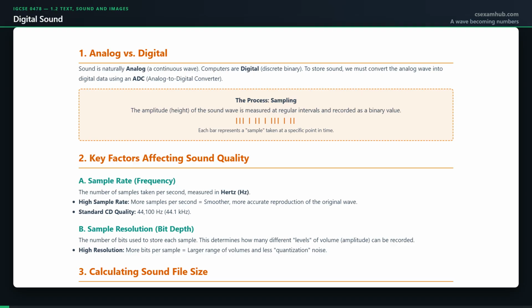Sound in the real world is a continuously varying wave, analog, taking any value at any instant. A computer cannot store that because it would need infinitely many values. So it samples. It measures the wave's amplitude at regular intervals and records each measurement as a binary number.